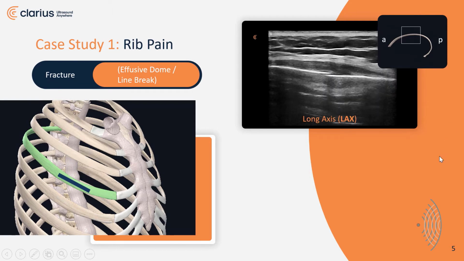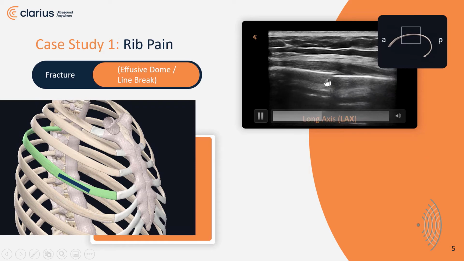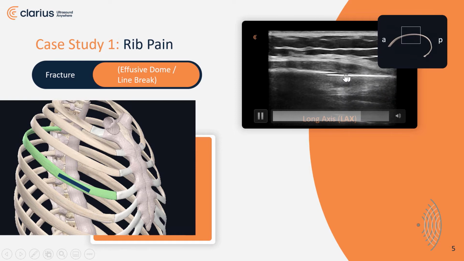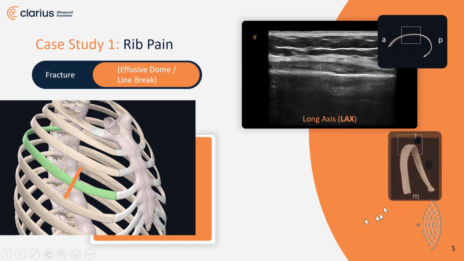You will see now as we begin to move this image that there are areas that you can see fascia being stretched and darkness or fluid occurring. And that effusive dome is very common and helps to identify a fracture if it is not clearly displaced. You'll notice now this orange line is going to be placed in short axis over the 4th rib, and that also is going to be shown in this call-out here on the right.